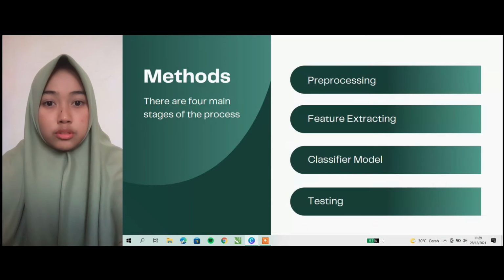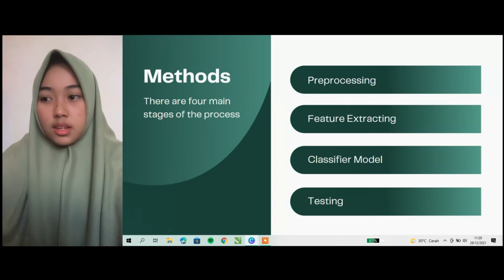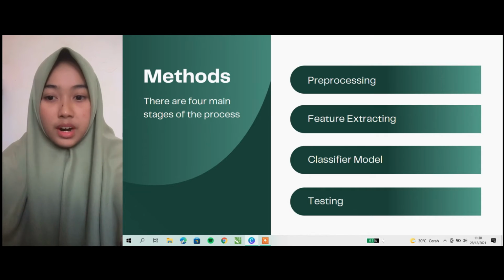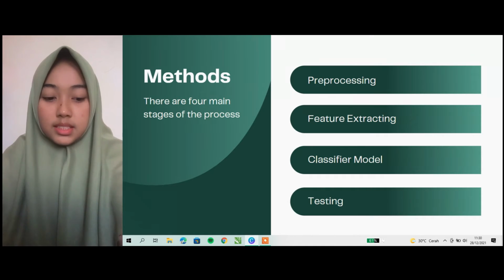Okay, I'll move on to the next topic, which is method. There are 4 main stages of the process. First, preprocessing. Second, feature extraction. Third, classification model. And last, testing.